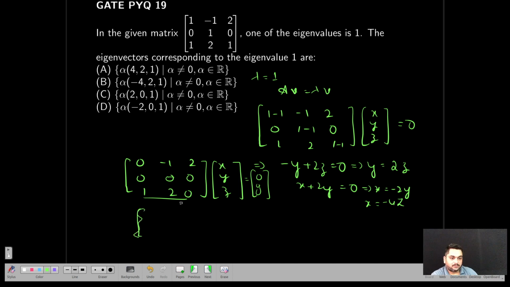We put, so z is a free variable here because I don't have anything for it. Let us put z equal to t, or say they have given it as alpha here, z equal to alpha. What is the vector? This is x is minus 4 alpha, then y is 2 alpha, z is alpha. This is nothing but alpha into minus 4, 2, 1, and alpha is not equal to 0. So this is the answer.